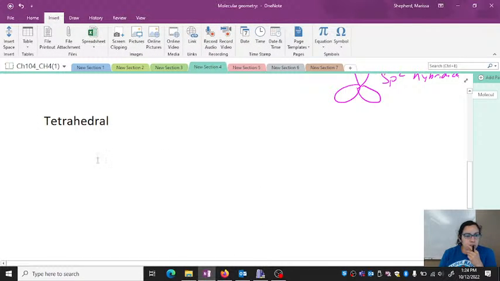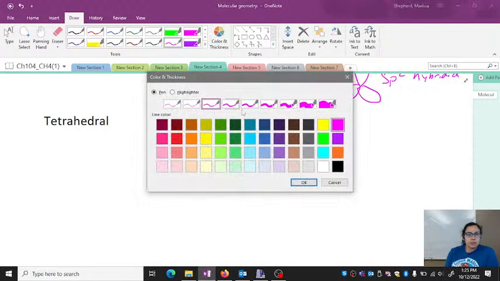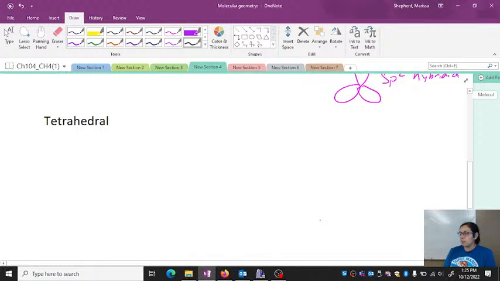So tetrahedral. Somebody give me one of our classic examples of tetrahedral. It's also the simplest hydrocarbon. So there's a carbon somewhere. How do we get tetrahedral? 4 things attached to it.